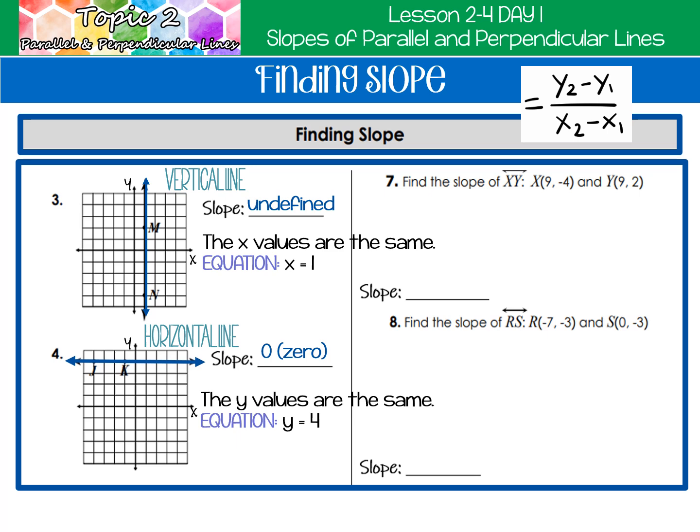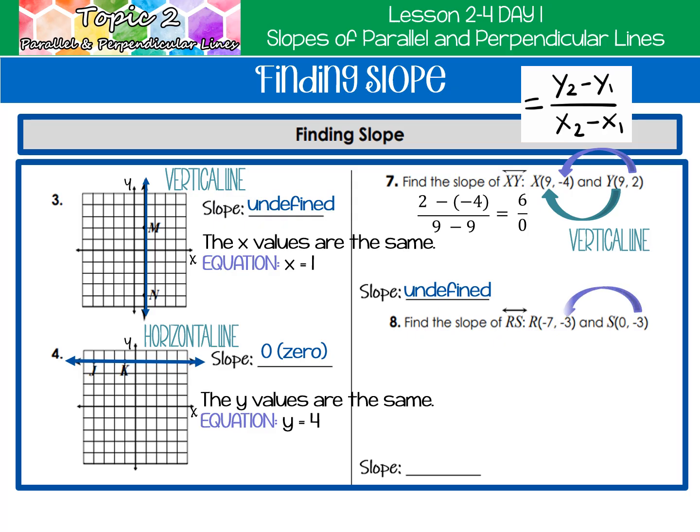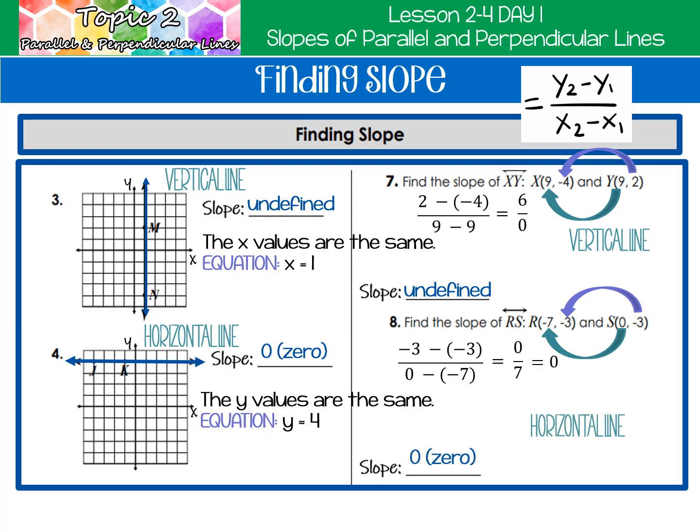Let's use our formulas. Subtract the y's, subtract the x's. Y's on top, x's on bottom. 2 minus negative 4 over 9 minus 9. Can't divide by 0, so that's undefined. Change in y's over change in x's: negative 3 minus negative 3 over 0 minus negative 7. 0 on top is 0, and a slope of 0 is a horizontal line.